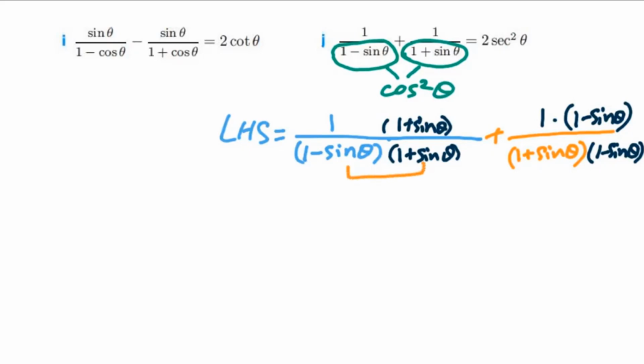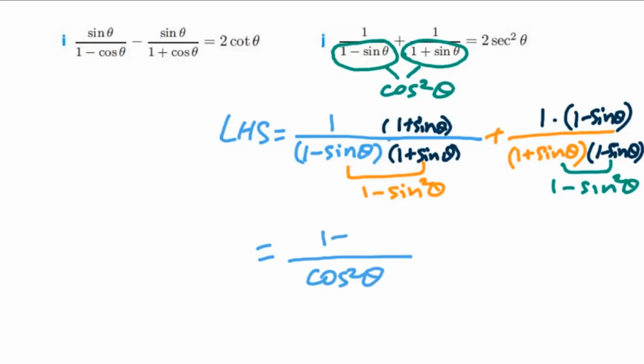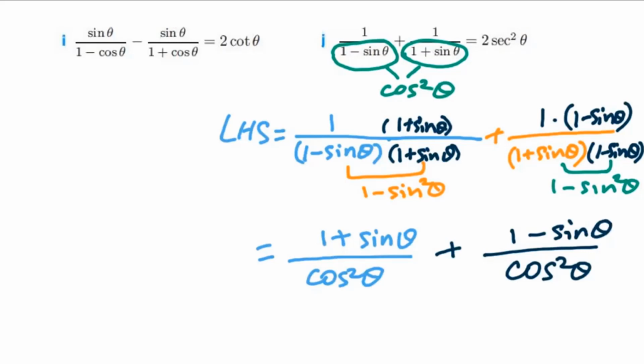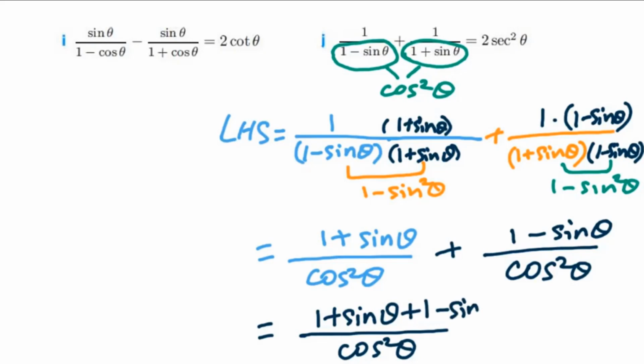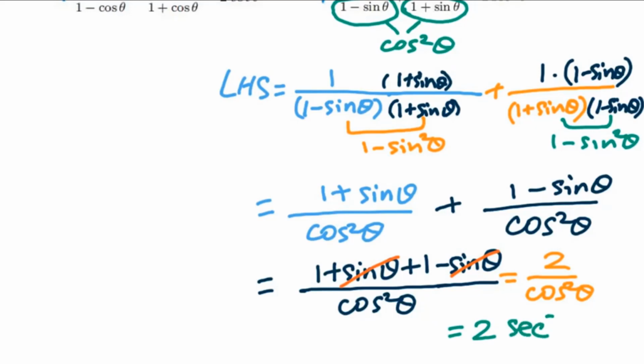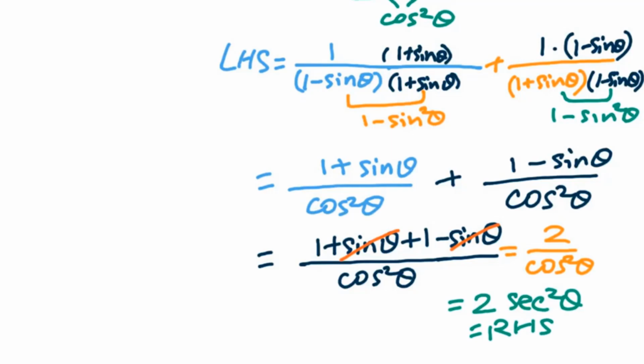Then working on conjugate multiply, this part is 1 minus sine squared theta. For these two, we got the 1 minus sine squared theta. 1 minus sine squared theta, that's cosine squared theta. Top, I got the 1 plus sine theta. Then I add cosine squared theta. We got the 1 minus sine theta. Therefore, since we got the same denominator, I add to the top. I got the 1 plus sine theta plus 1 minus sine theta. Combine like terms, reduce. You will get 2 over cosine squared theta. That is 2 times secant squared theta. That's equal to right hand side. So we finish the proof.